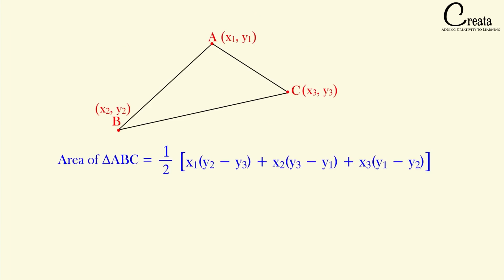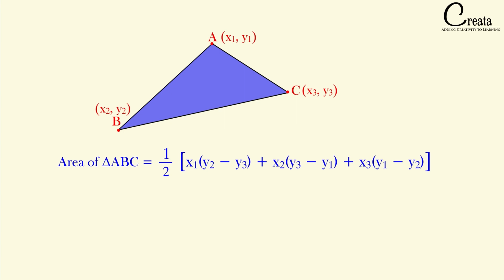Moving to the last part, that is the area of the triangle. So this is the triangle. We know the three coordinates of the three vertices of this triangle and we have to find the area of this triangle ABC. The formula that is applicable is half into x1 into (y2 minus y3) plus x2 into (y3 minus y1) plus x3 into (y1 minus y2).